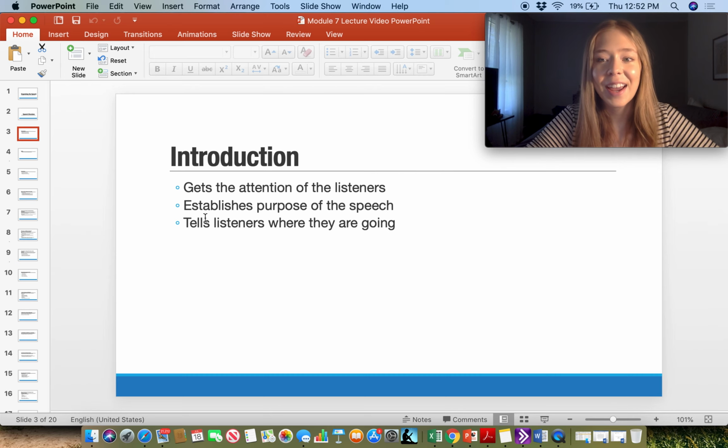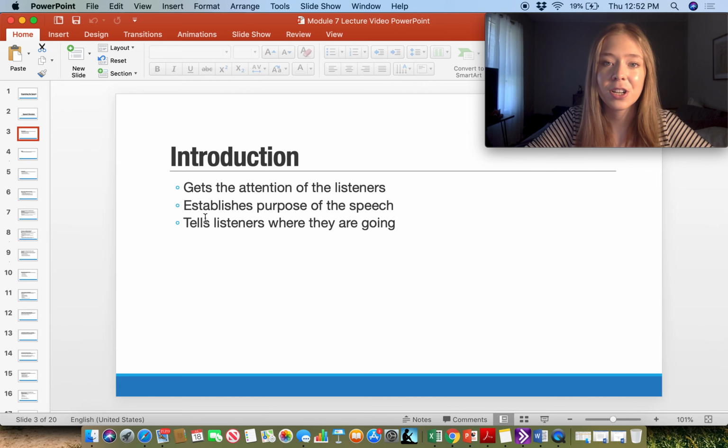A very cool way to remember this is, when you're speaking, repetition is key. First you're going to tell them what you're going to tell them, then you're going to tell them, and then you're going to tell them what you told them. So that's just a fun little way to remember the importance of repetition in a speech.